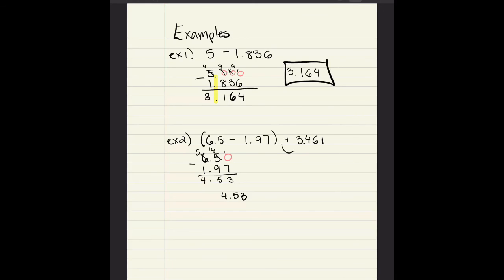And I'm going to rewrite my problem because I'm not done. I have to bring down this part of the problem. So plus 3.461. And so then I have to reset up my problem.